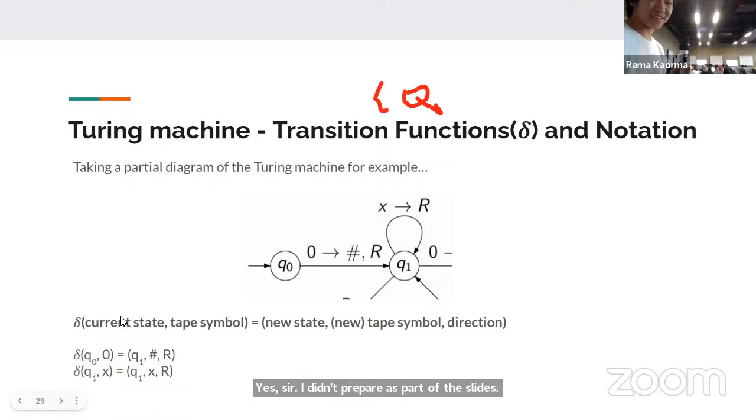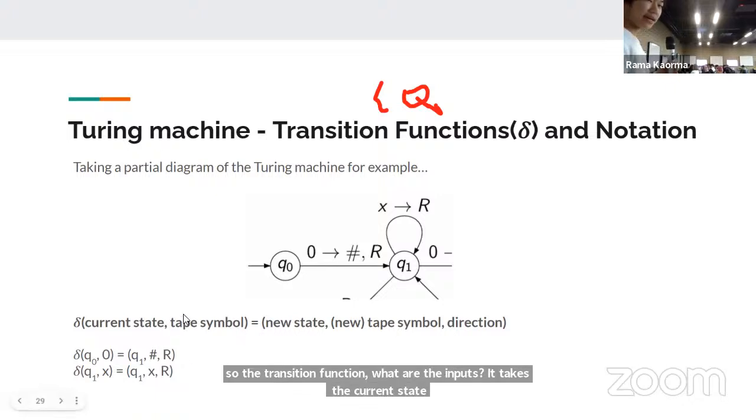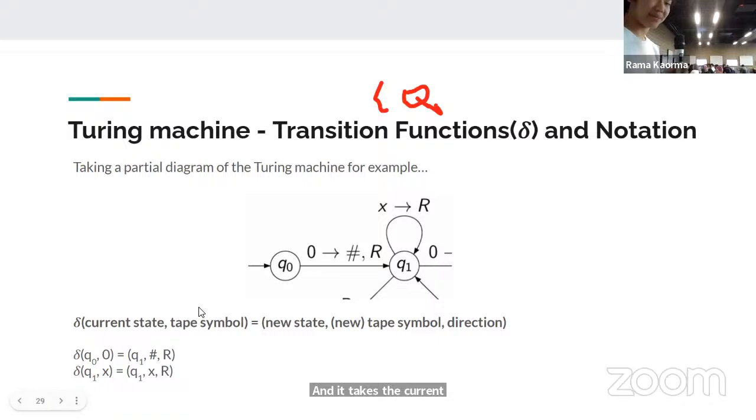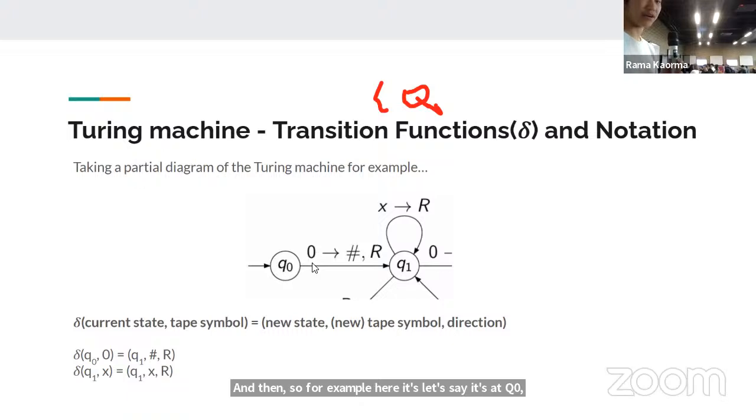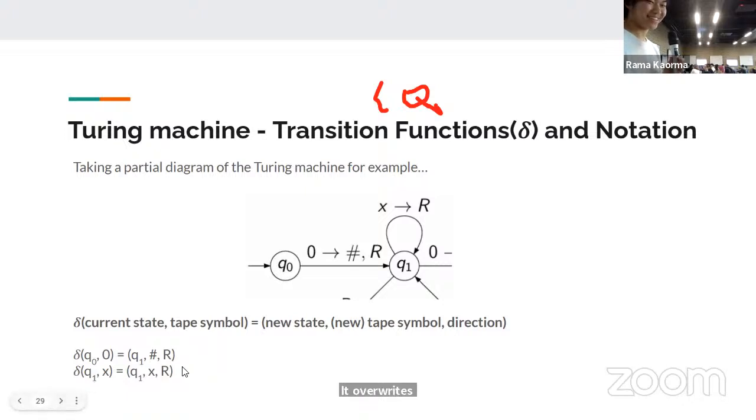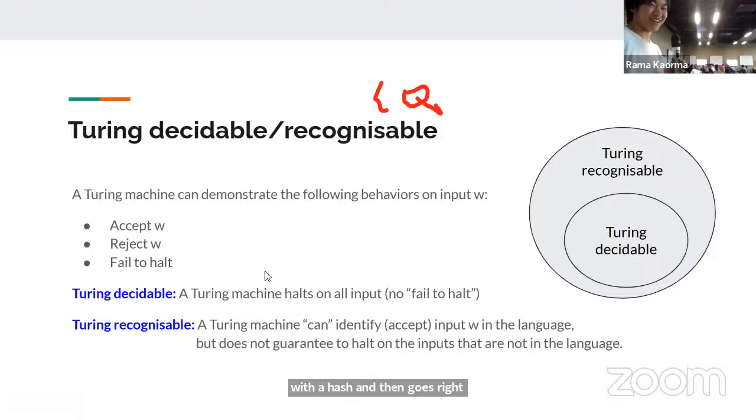Okay, so the transition function, what are the inputs? It takes the current state and the current cell, the symbol at the current tape head. So for example, here let's say it's at Q0, the state, and it reads input 0 from the current tape head. This transition function defines that it goes to the next state Q1. It overwrites with a hash and then goes right. All right, and that's just another example.